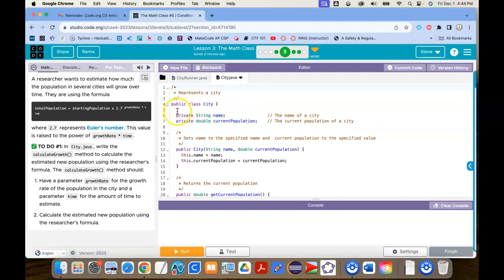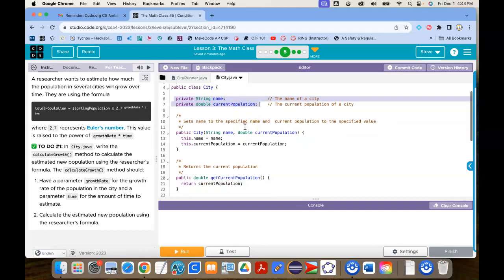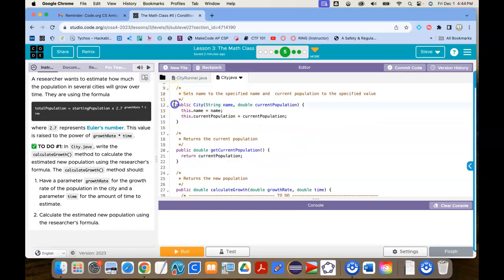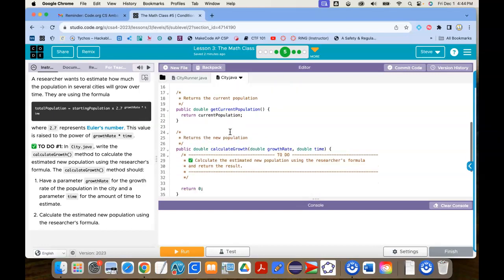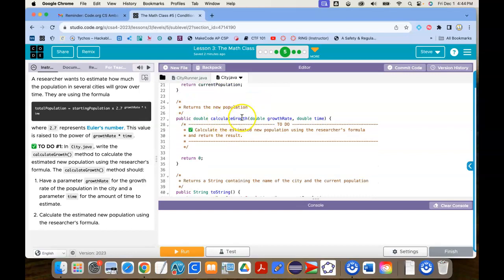Yep. So there are two private instance variables. There's a name and a current population. And then down here in the constructor, there is the public City, which takes a name and a population. And there's getPopulation. And here is the calculateGrowth that we need to do.